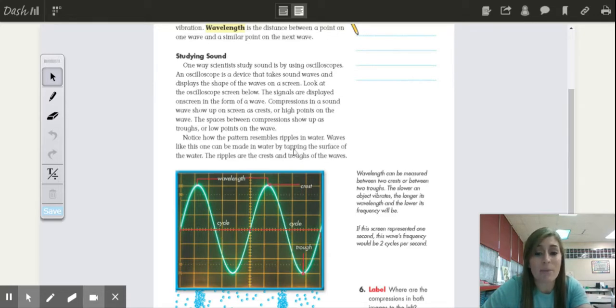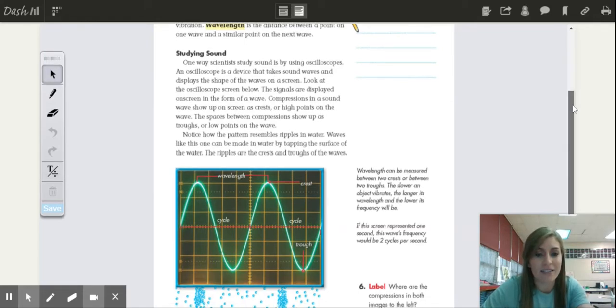Notice how the pattern resembles ripples in water. Waves like this one can be made in water by tapping the surface of the water. The ripples are the crests and the troughs are the waves. All right, so crests are our high point, troughs are our low point, and that wavelength is the distance in between them. And the frequency is how many of these we see in 1 second. Pretty cool, right?